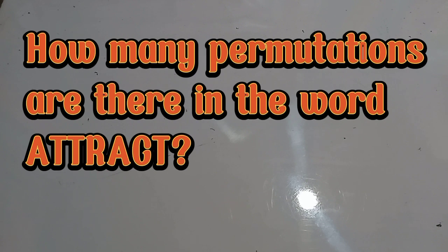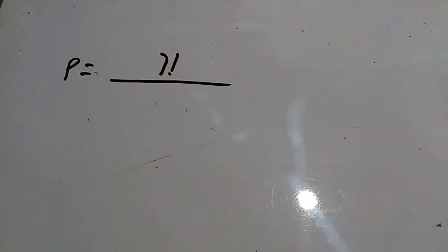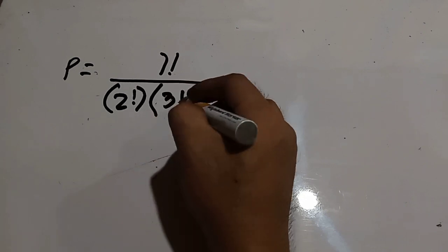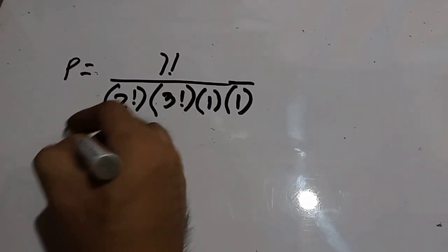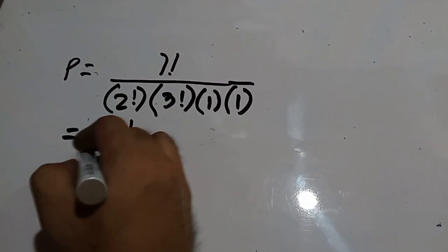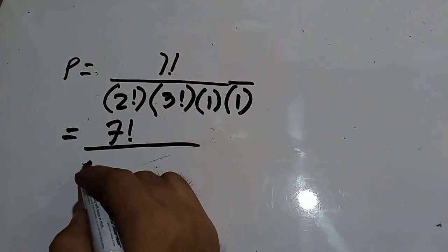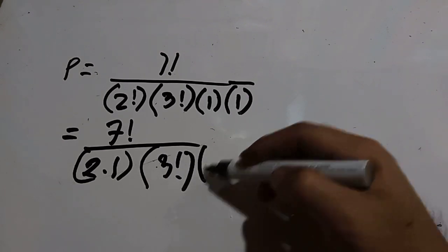Example: how many permutations are there in the word attract? How many letters? We have 7 letters. So the permutation is 7 over, from the word attract. How many letter A? We have 2. How many letter T? 3. How many letter R? 1. And how many letter C? 1. Copy this: 2 times 1, then 3 permutation times 1 times 1.